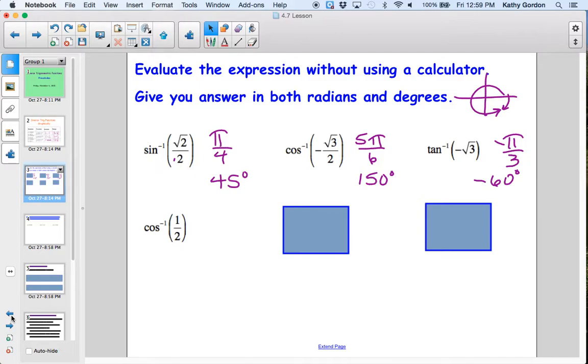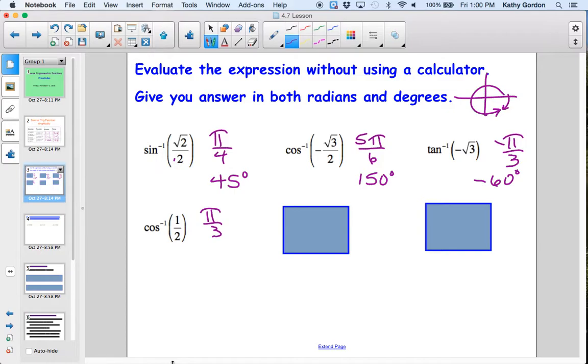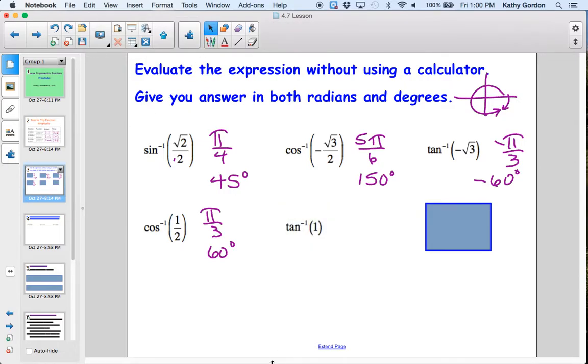All right, so pi over 3 is the reference that gives us 1/2 for cosine. Since it's just positive cosine, I just stay with that pi over 3, because that's my first quadrant, and the degree equivalent will be my 60. Okay? What about that one?